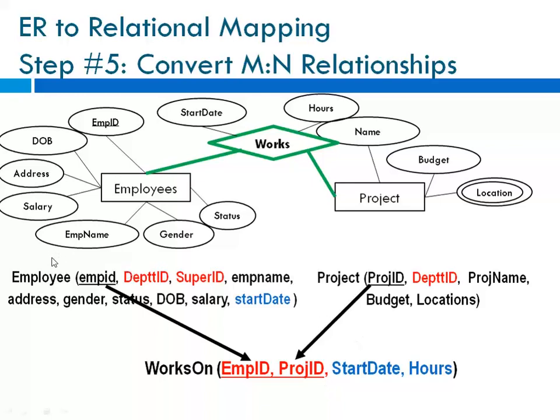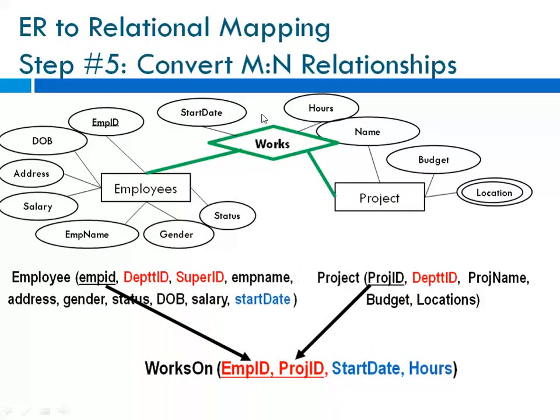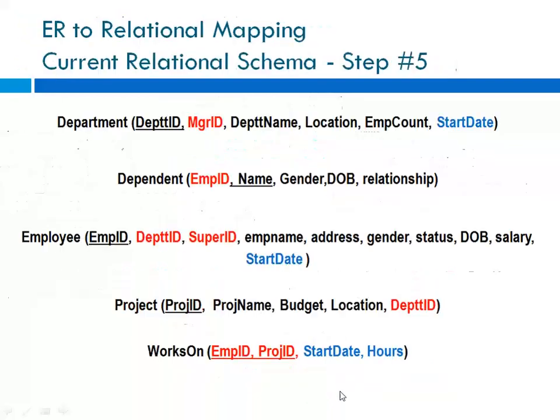The employee and project are the participating entities. That means project and employee participate in the relationship works. So for the works relation, I have defined a table works on. The works on table gets its attributes, start date and hours, and the composite key is taken from employee ID and project ID. So this is the new table that we have created.